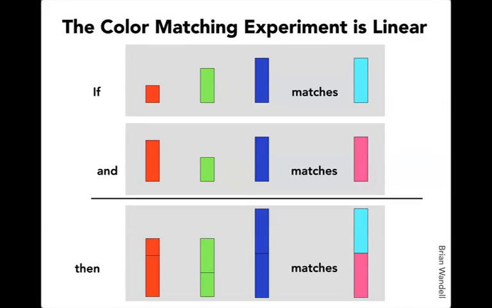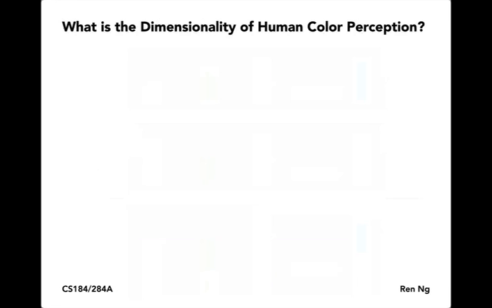Which is not necessarily obvious from the biophysics background that we're going to go through in a little bit. Okay, so those are some of the key facts about the color matching experiment. I want to take one slide and talk about the dimensionality of human color perception, at least as we can deduce from this color matching experiment.